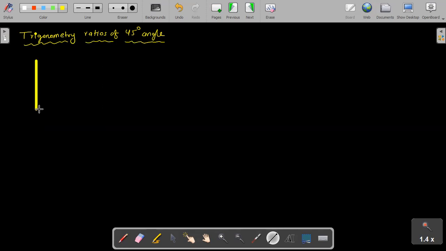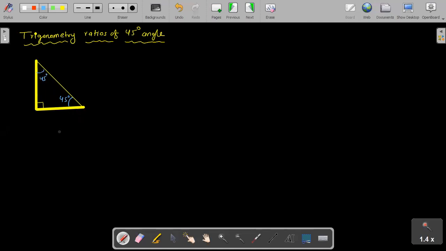Suppose this is 90 degree. Let me mark it here, 90 degree. What do you think, what will be the angle this side? 45, 45. Yes, this is 45 degree and this is also 45 degree.